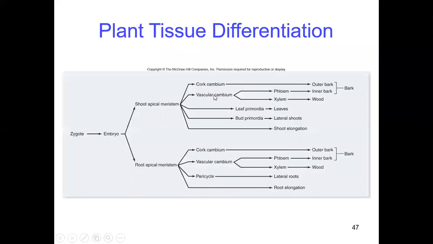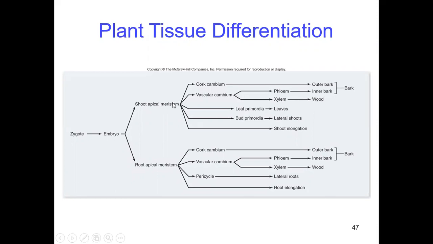So if you see, due to the activity of the vascular cambium, there is a formation of phloem elements and xylem elements, which are called the vascular tissues. Then we call it the vascular system. Phloem is responsible for the inner bark, while xylem is responsible for the wood.